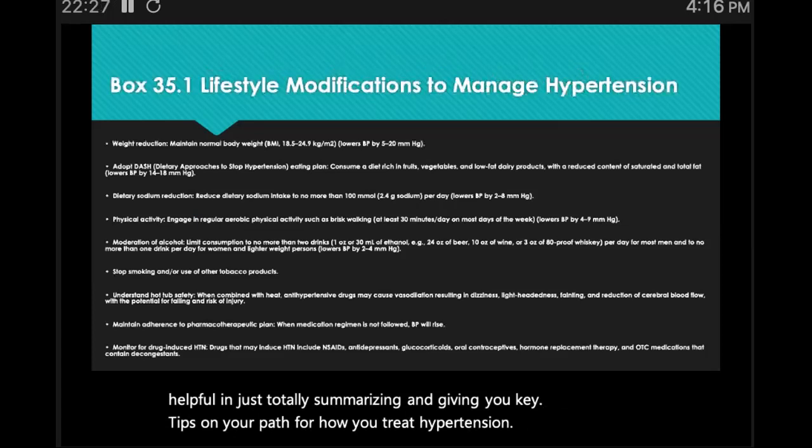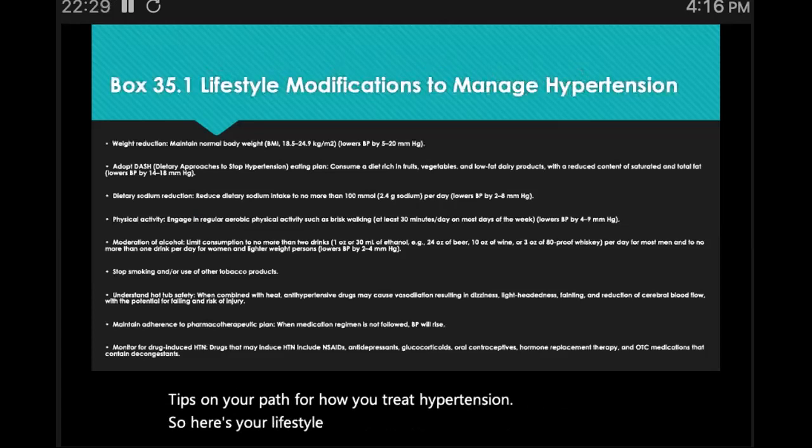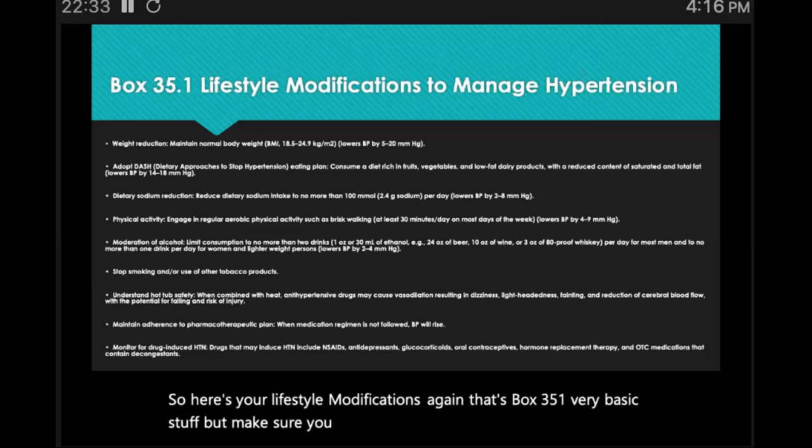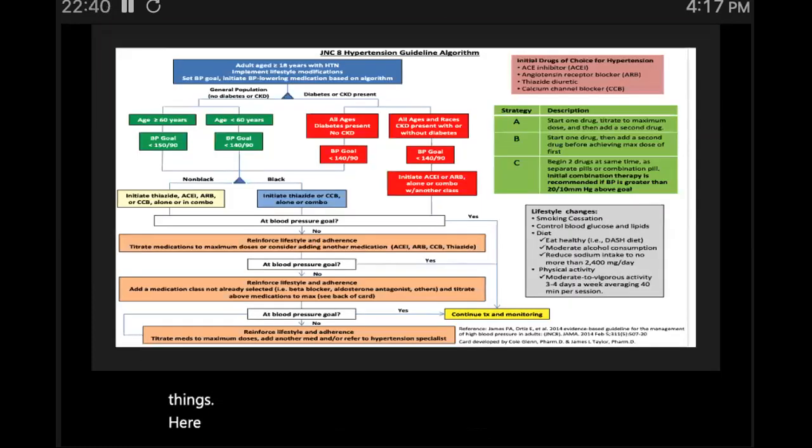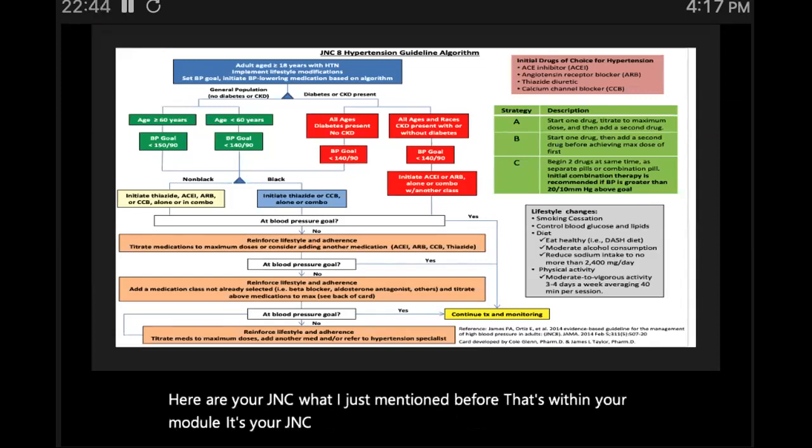Okay, so here are your lifestyle modifications. Again, that's box 35.1. Very basic stuff, but make sure you understand it enough that you can actually teach your patients these particular things. Here is what I just mentioned before, within your module: your JNC8 hypertension guideline algorithm.